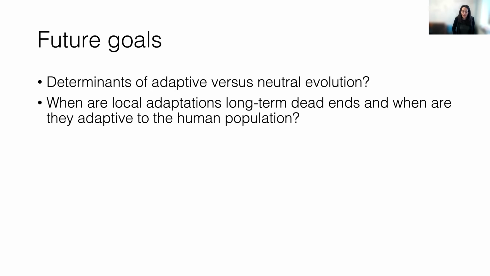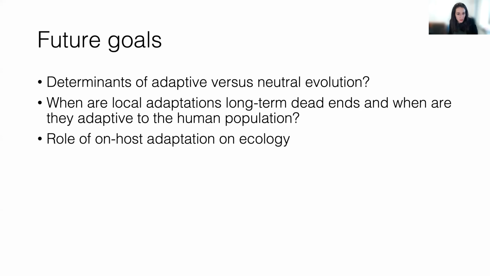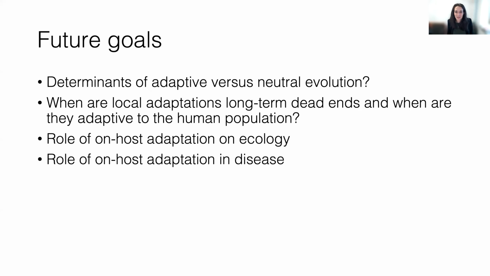When we see these mutations happening on an individual host, are they going to make the bacteria better in general, or are they just sort of local dead ends? What's their role in changing the ecology and ecological dynamics? Big question. We're not answering it in one project. And of course, the question is, what's the role of these mutations when we see adaptations? How do they impact disease?